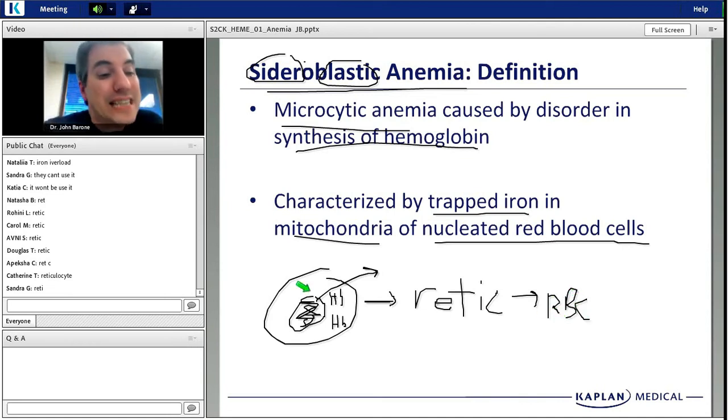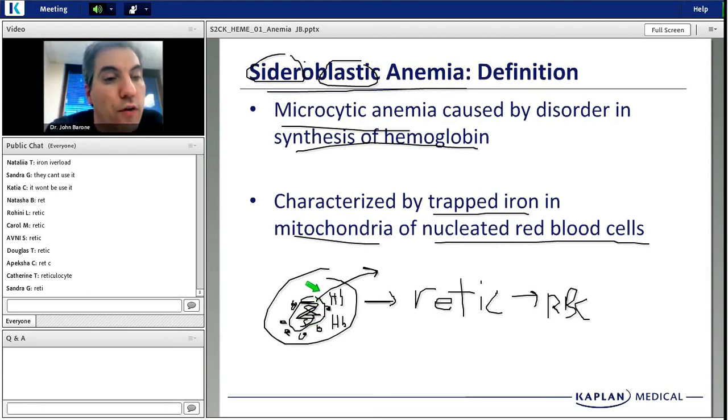What if somebody gets lead poisoning? Lead poisoning will give you a sideroblastic anemia because lead interferes with ferrochelatase. Just remember, the last step is to put the iron into the protoporphyrin ring, and you make heme. That's the last step. Put iron in with ferrochelatase. Lead poisoning interferes. So the iron accumulates in the mitochondria right next to the nucleus. It just accumulates and accumulates.